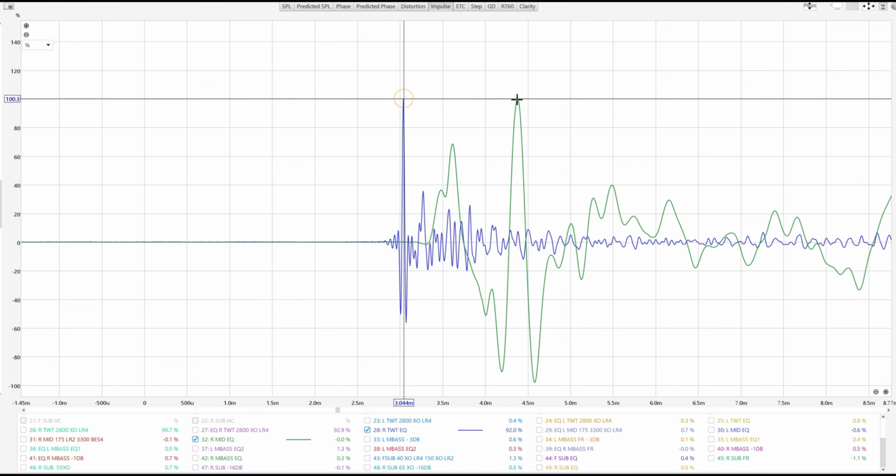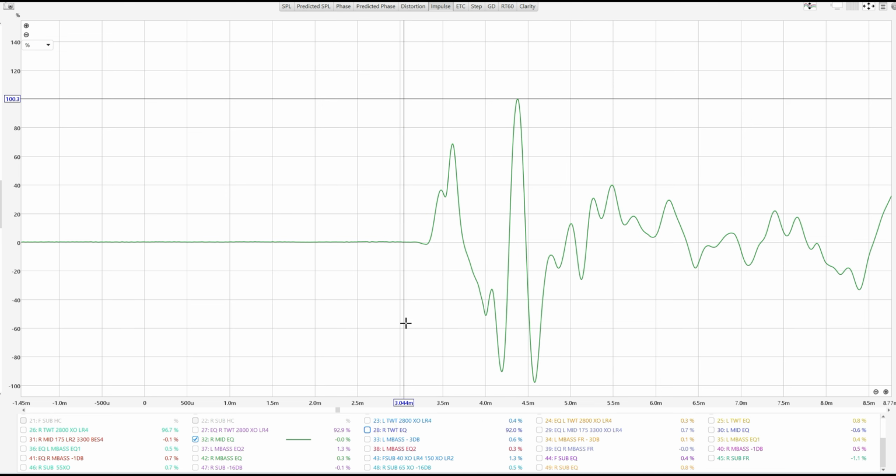Because we can see the distinct peak and measure the delay that's required to get this mid to line up with the tweeter. All right, so that is the mid. Now, what happens when we go to a mid bass?